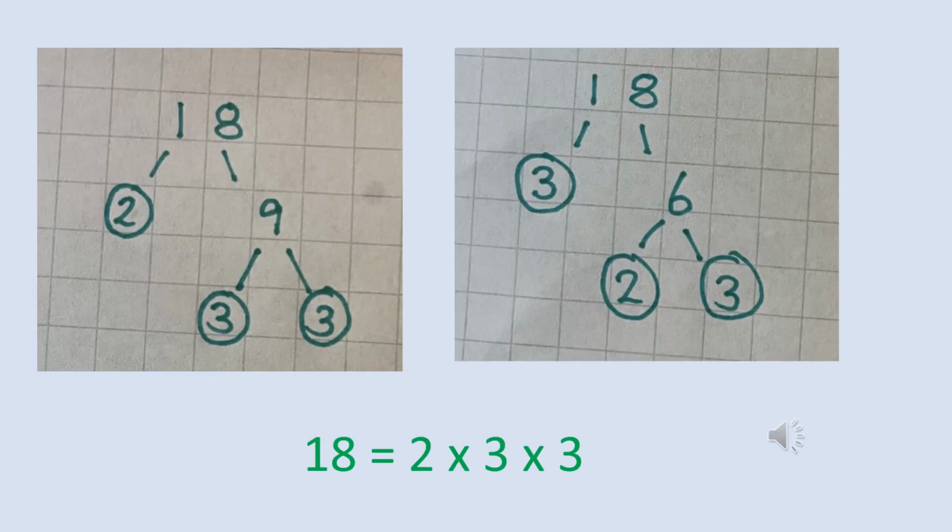So hopefully you've got one of these options. You could have started with 2 times 9 is 18. 2 is a prime number, so I look to the 9, and 3 times 3 is 9. 3 is a prime number, so I circle them.